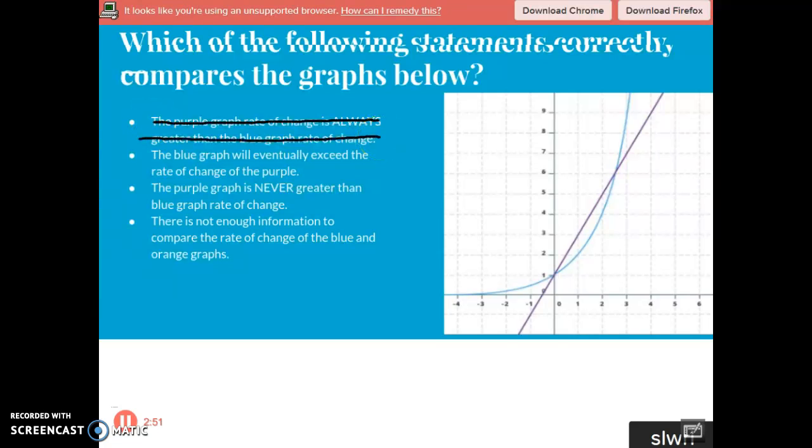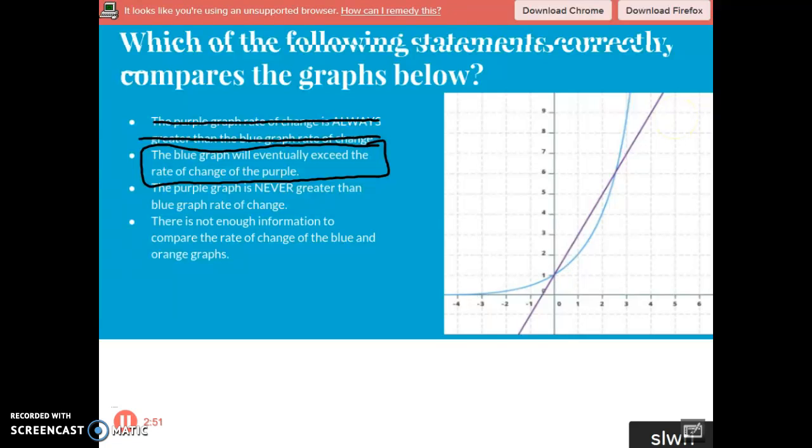The blue graph will eventually exceed the rate of change for the purple. Well, here's the blue graph. And it's losing here, but here's where the transition happens, and the blue is closer to the y-axis, which means the rate of change is faster. So this is correct. But let's go ahead and go through the others just so we can make sure there isn't a better answer.